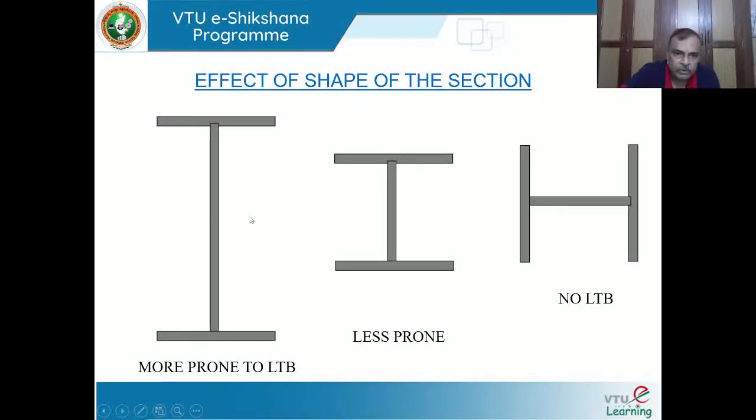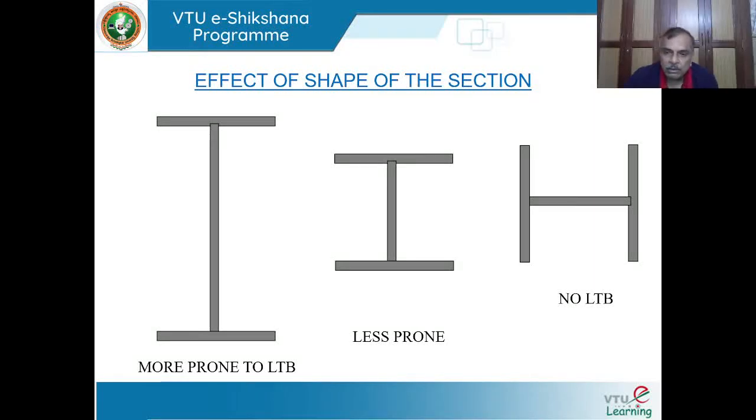And also if you see in this cross section, a substantial part of the compression flange is able to move laterally. Of course here we have lesser area, but still at some load it moves laterally because we have something called a flange. But if you see in this, there is no flange. So the movement of the compression flange, because the flange itself is not there, the cross section is not susceptible to lateral torsional buckling.